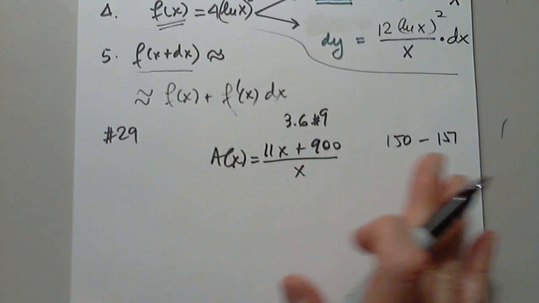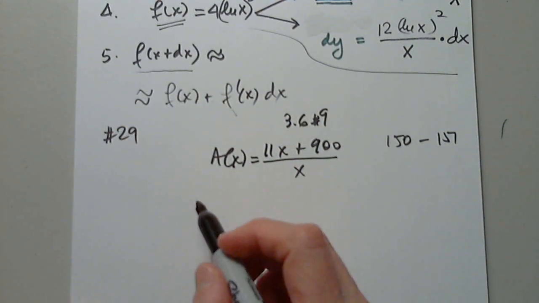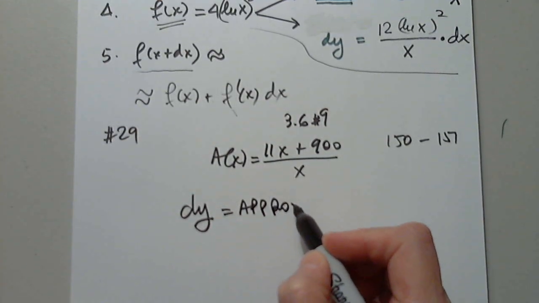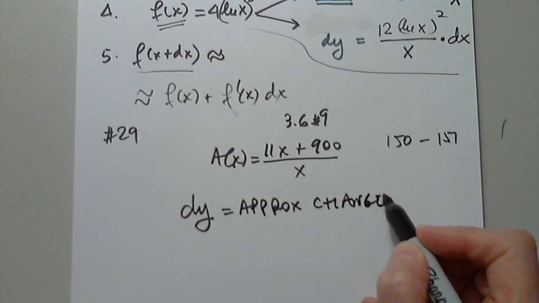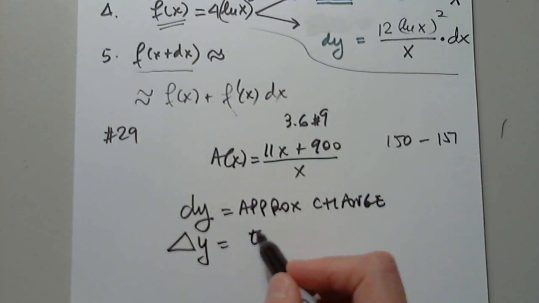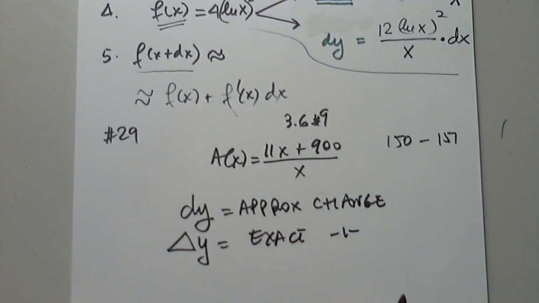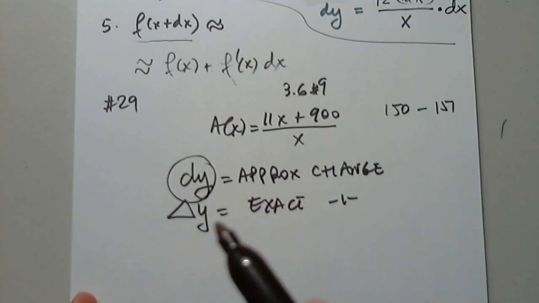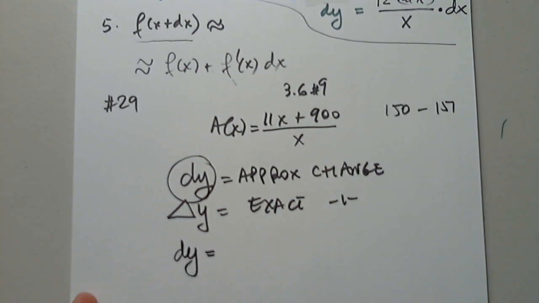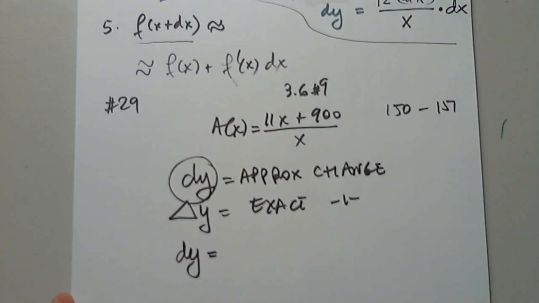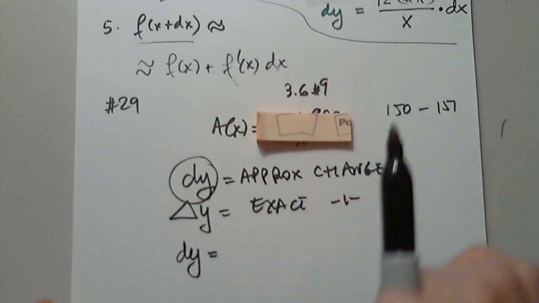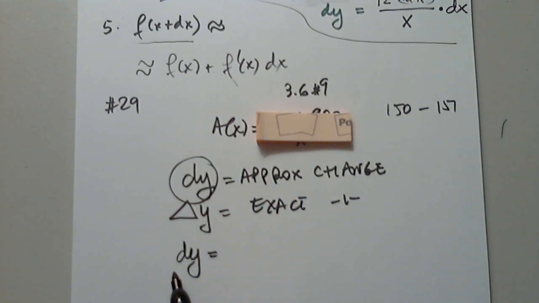So remember, we are basically asked to determine dy. So this is the approximate change, because delta y will be the exact change. They don't want this. They want this. What is the formula for dy? We have a function A of x, and I need to find dy. What will be the formula for dy?